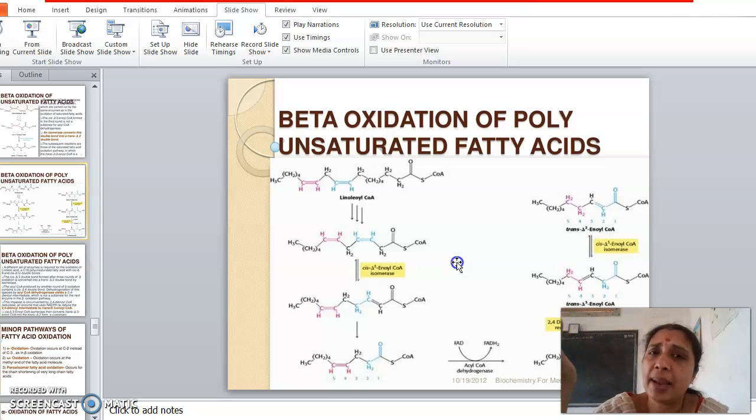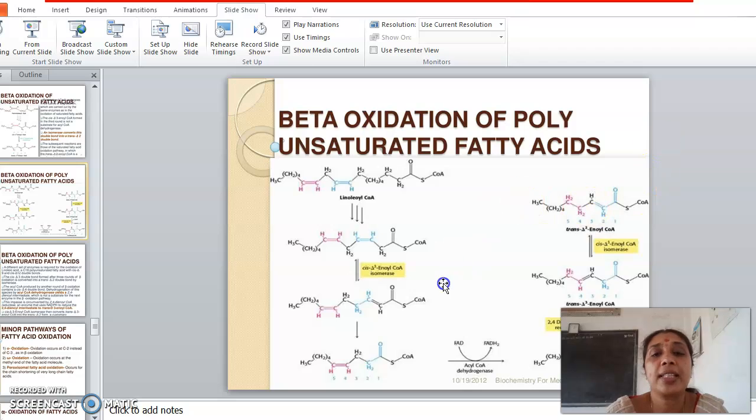So, an example is palmitoleic acid. It's a C16 fatty acid with a single double bond in the cis conformation, on the C9. Now, normal beta oxidation proceeds up to the ninth position. That is, carbon atoms are removed, and C16 is converted to C10. Now, the double bond from the ninth position is moved to the third position. Clear? The delta 3 cis enoyl CoA is converted to trans enoyl CoA, and then the beta oxidation is continued and the complete oxidation of the fatty acid is happening.